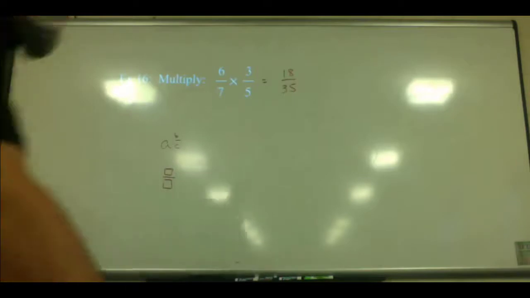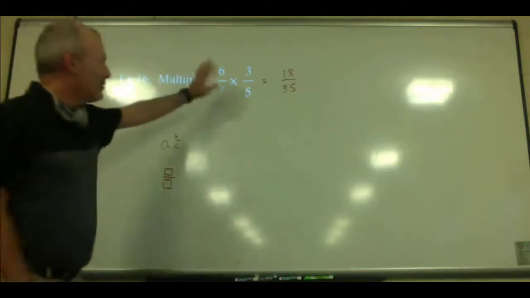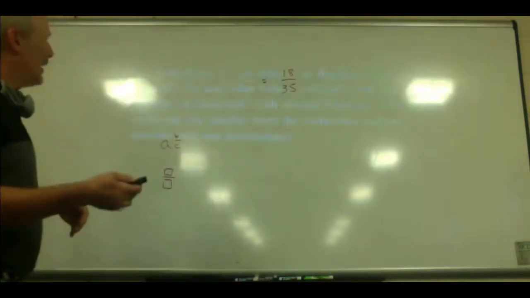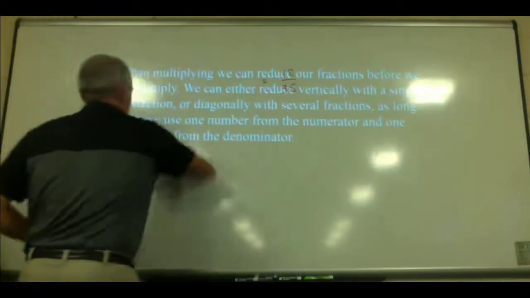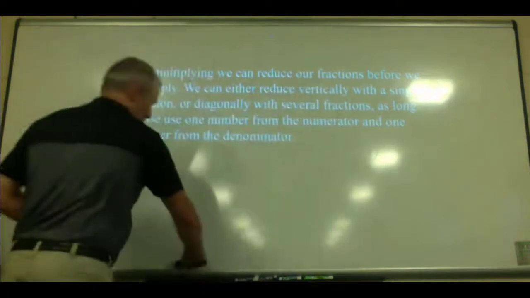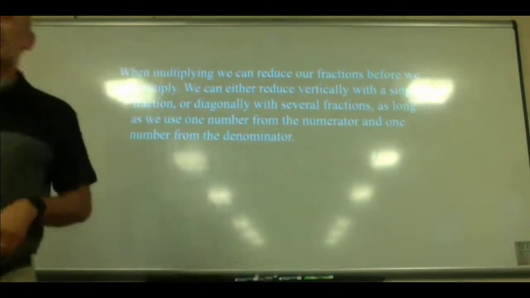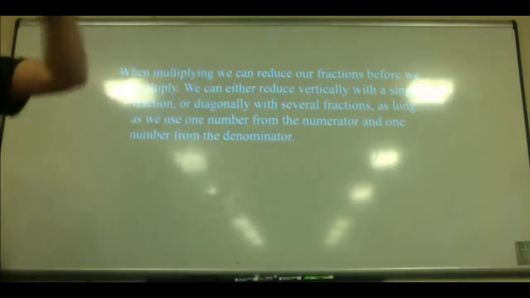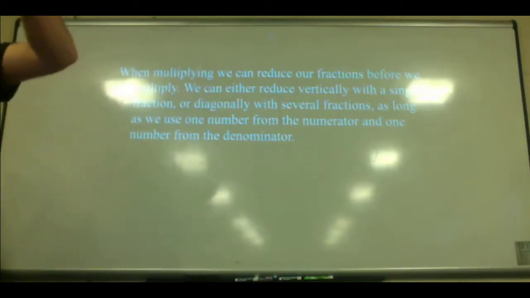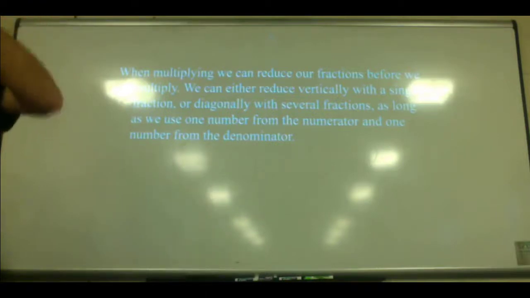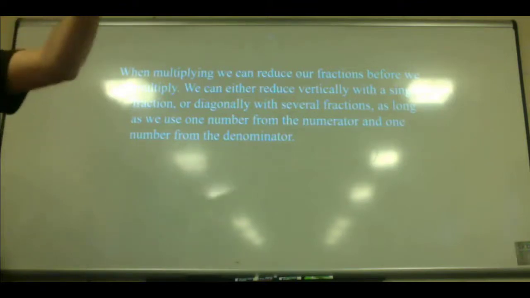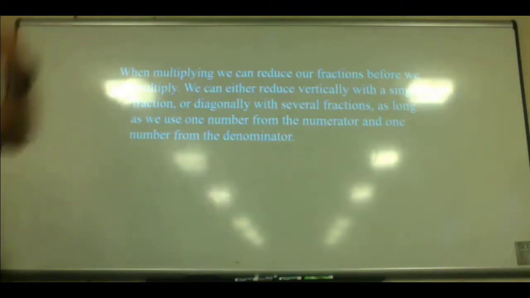So multiplying, even if you don't have a calculator, this problem is pretty easy because you just multiply straight across. Now, when we multiply, sometimes it's going to be easier to reduce before we multiply. Remember how we reduced? And the nice thing is we can reduce up and down with one fraction, or we can reduce diagonally from top to bottom with separate fractions. I'll show you why that is in just a second.